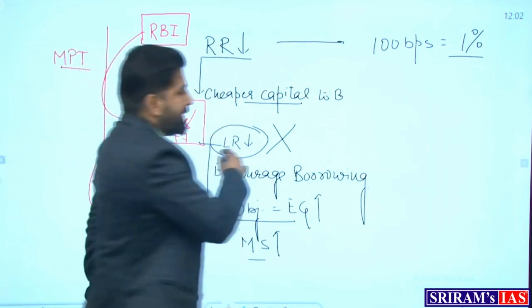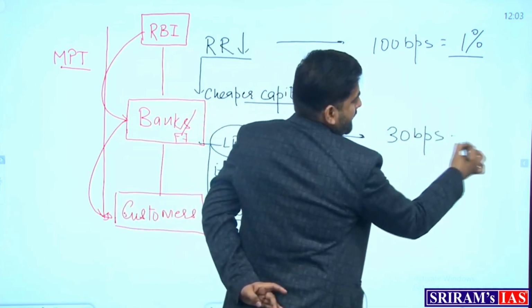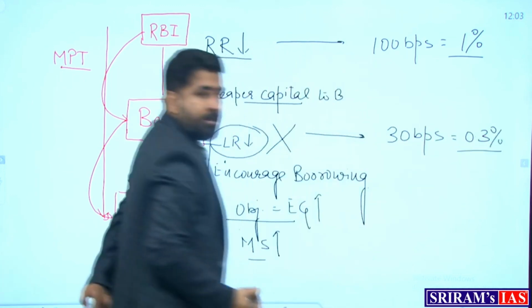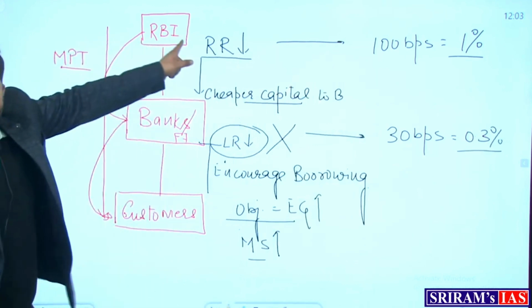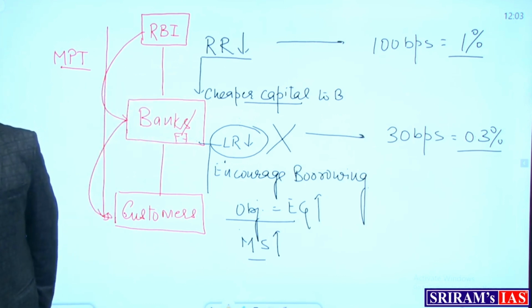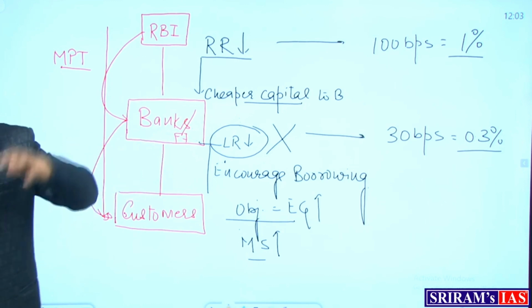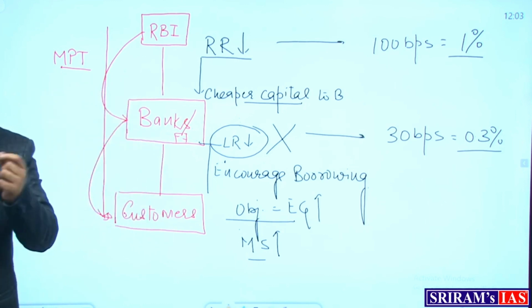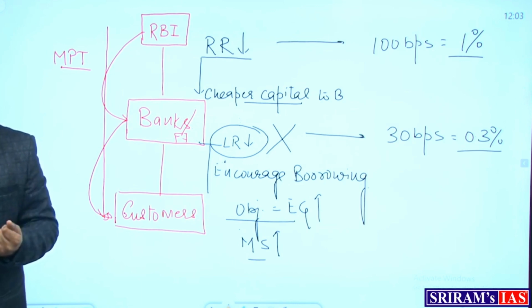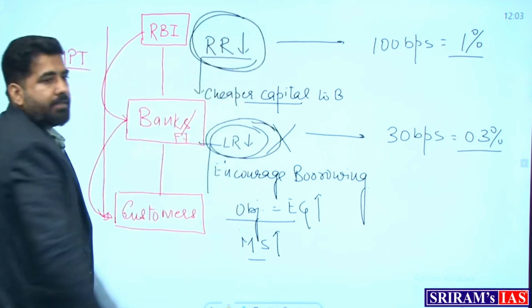And the RBI and the banks, they have just reduced the lending rate by 30 basis points. So tell me, RBI decreased the repo rate by 100 basis points, but banks have reduced the lending rate by 0.3%. Will the loans to the customer become that much cheaper? No. Will that encourage that much borrowing? No. It will encourage, but only to a certain extent. So where is the problem coming up? The problem is the lending rate is not in tune with the repo rate.